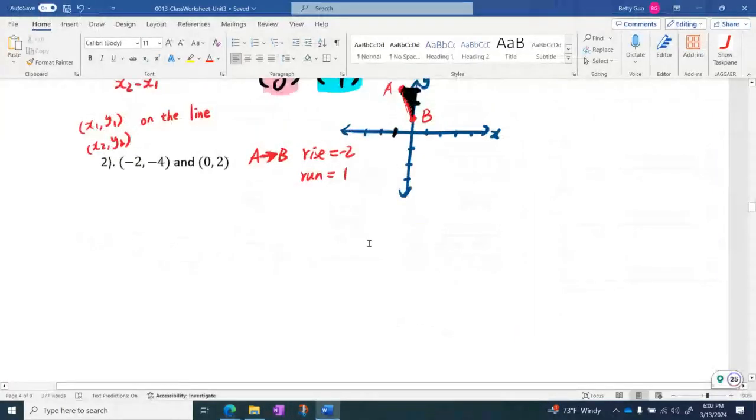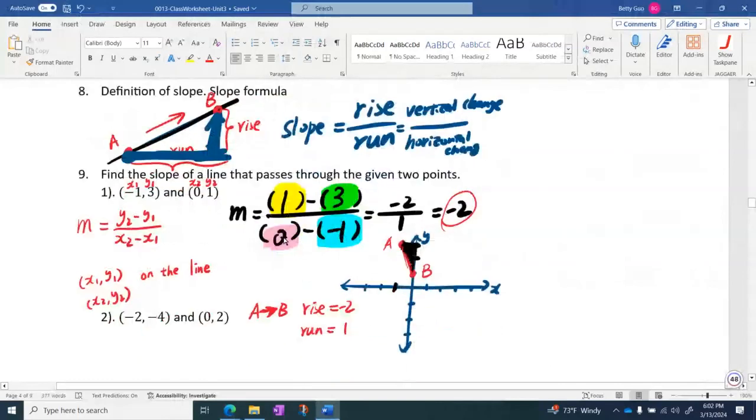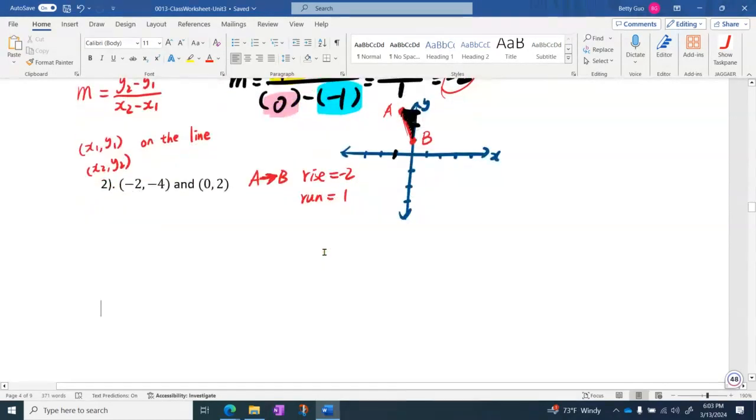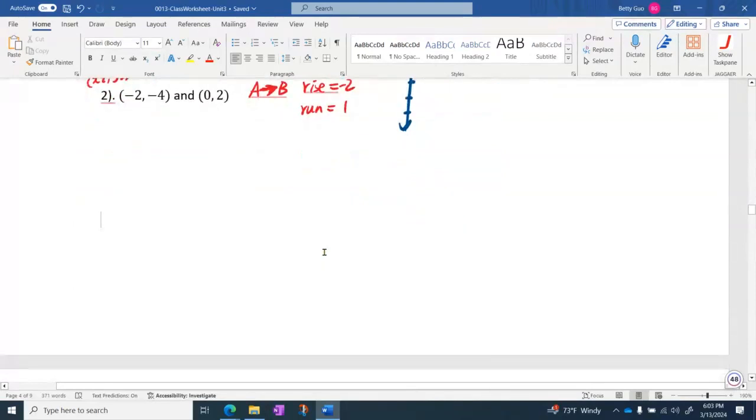Last class, we were working on example number 9. Given two different points on a straight line, how do we find the slope of the line? Two different points determine a straight line, and we are able to find the slope of the line using the coordinates of the 2 points. So we introduced the 2 methods, right? We're going to use the 2 methods to solve number 2 here.